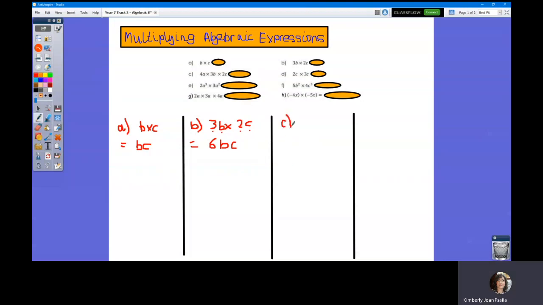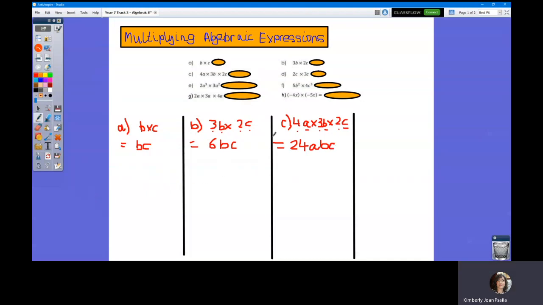Letter C. We have 4a times 3b times 2c. Again you multiply the coefficients. So 4 times 3 gives us 12. 12 times 2 gives us 24. And then you multiply the letters. So A times B times C gives us ABC.